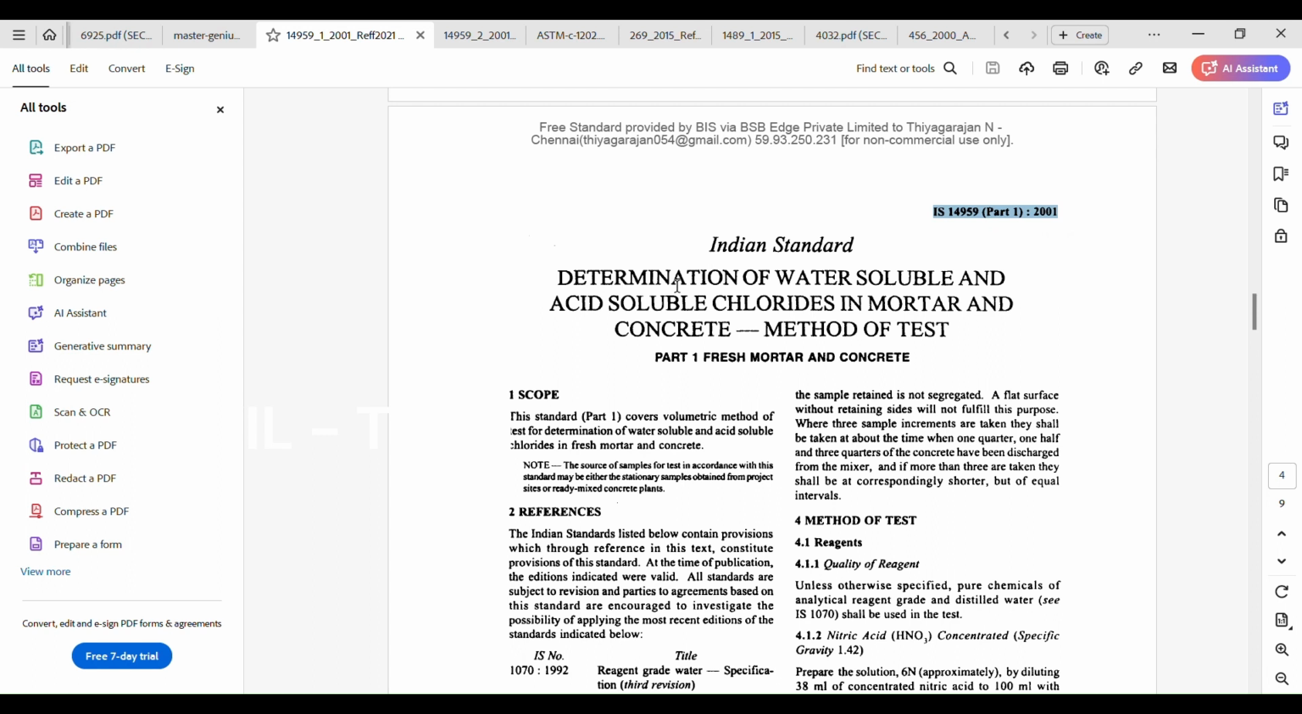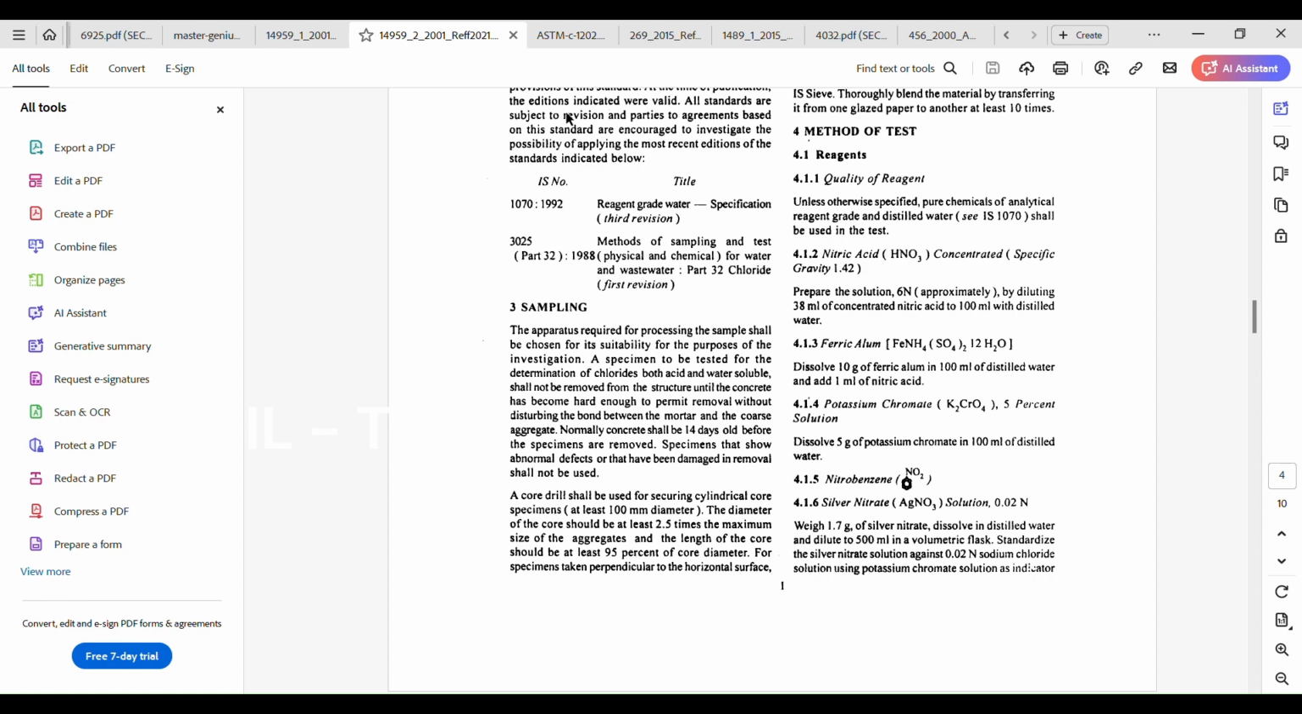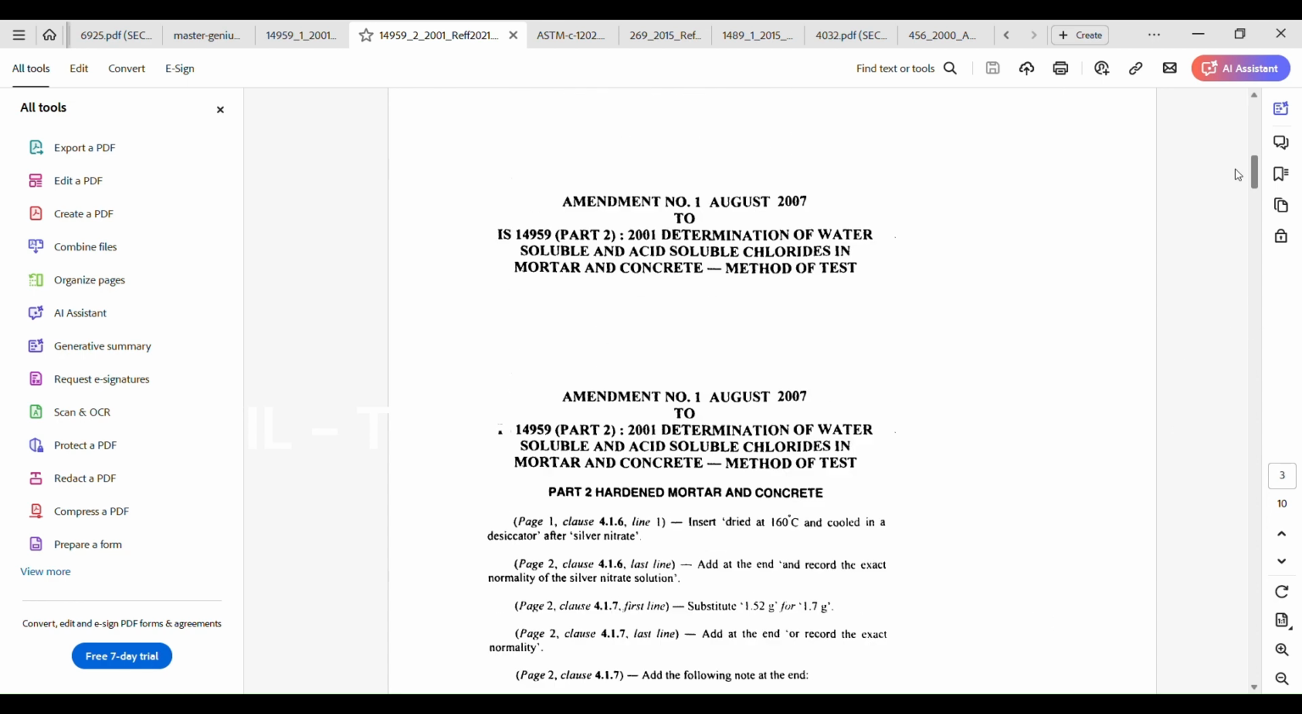IS 14959 part 1 2001, determination of water soluble and acid soluble chlorides in mortar and concrete. Part 1 is for fresh mortar and concrete. So we can check the chloride content in fresh mortar and concrete with the help of IS 14959 part 1.